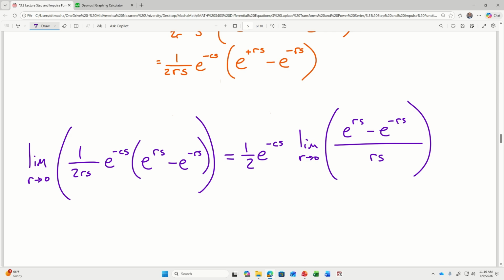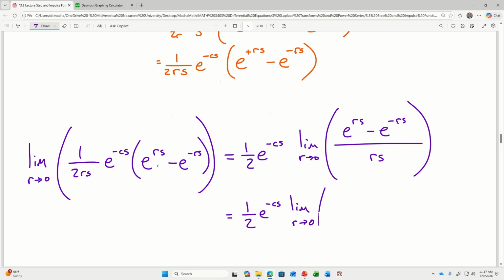And what happens as r approaches 0? I've got e to the 0 minus e to the 0. So it's a 1 minus 1 is 0. And as r approaches 0, the denominator also becomes 0. So I've got 0 divided by 0. Remember your calculus 1? This is an indeterminate form, so we can use L'Hopital's rule. And L'Hopital's rule says this is the same thing as the limit as r approaches 0, where I just take the derivative of the numerator and denominator separately.